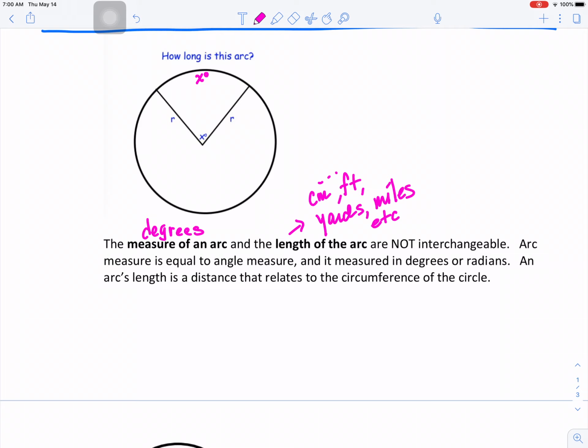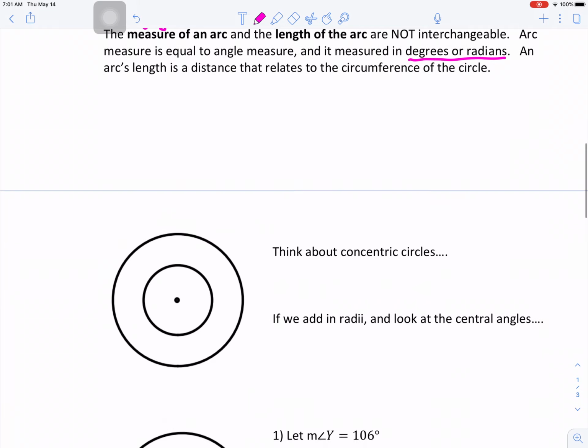Arc measure equals the angle measure. It's measured in degrees or radians. Let's not forget about radians. And an arc's length is a distance that relates to the circumference of the circle. So you're talking about it being part of the circumference, right? So in length, this is some fractional part of the circumference.